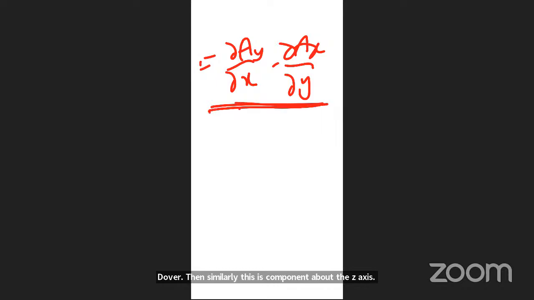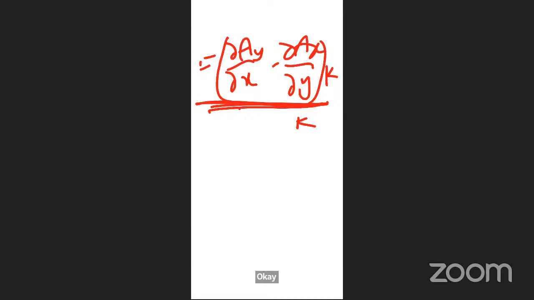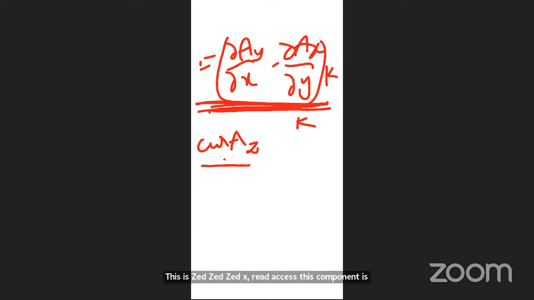Okay, this component is the z axis, and the unit vector is k. Again, this is the curl. This component is called the z axis term, and its unit vector is k.